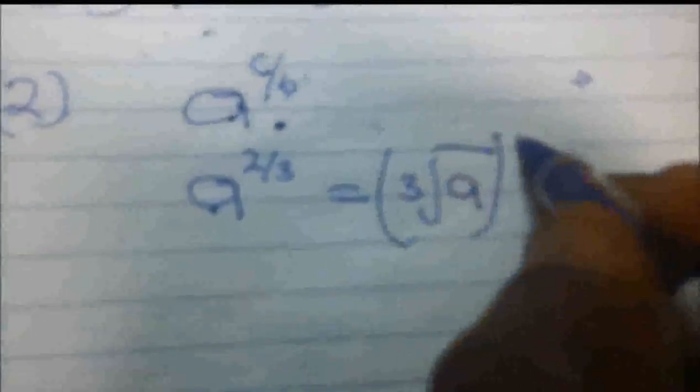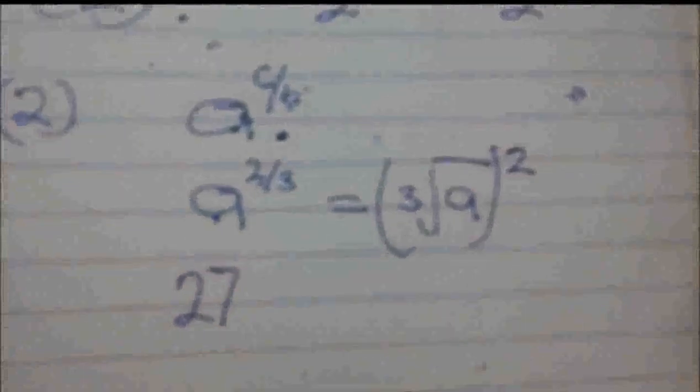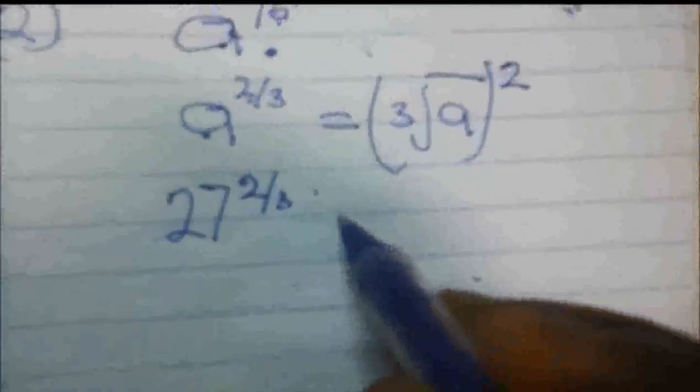Our numerator is 2, while our denominator is 3. So what this simply means is that we have to find the cube root of a, then we raise it to the power of 2. This is the same thing as cube root of a, all raised to the power of the numerator, which is 2. For example, if you have 27 raised to power 2 over 3.